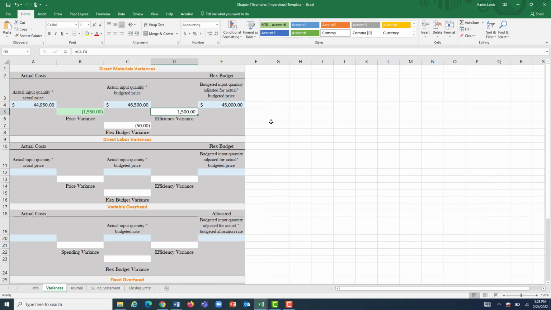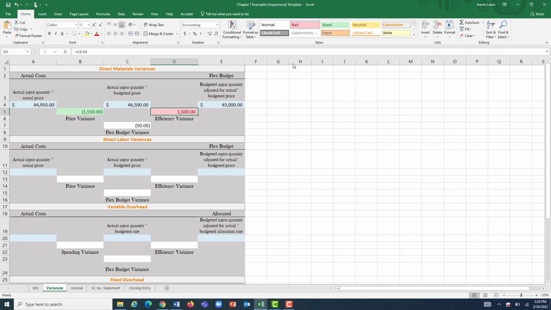How about over here? What do we have? Well, now we're using the budgeted price for both, which means the difference here is in the quantity of materials that we used. If we use the quantity that we set forth in our standards for each mug that we made, we should have only spent $45,000 on materials. But over here, when we adjust it to the actual quantity that we used, we see we had to spend $1,500 more to acquire materials. We used more materials than we had predicted.